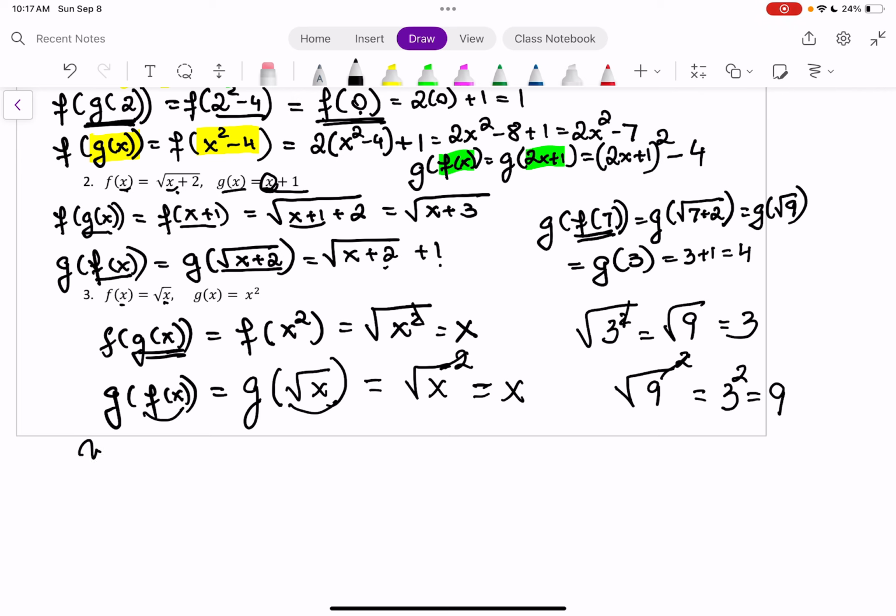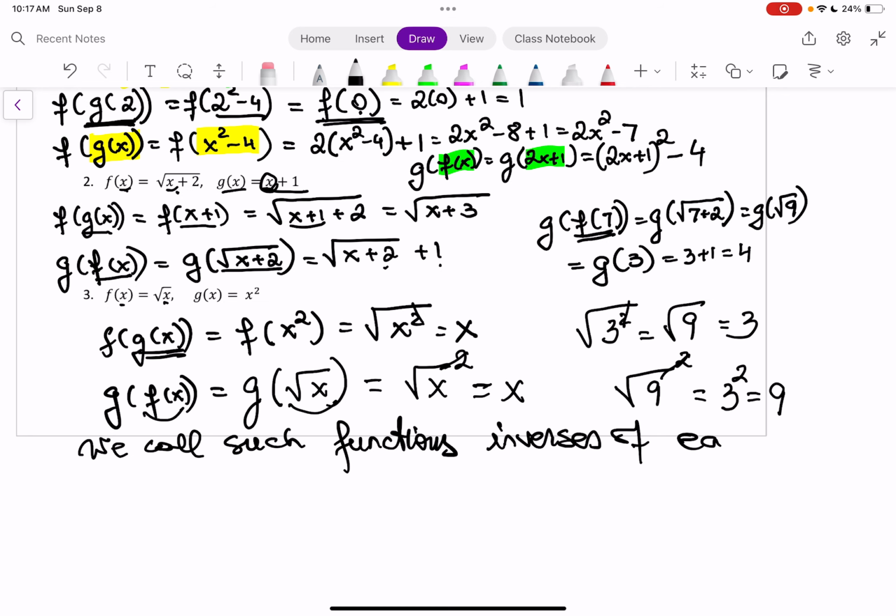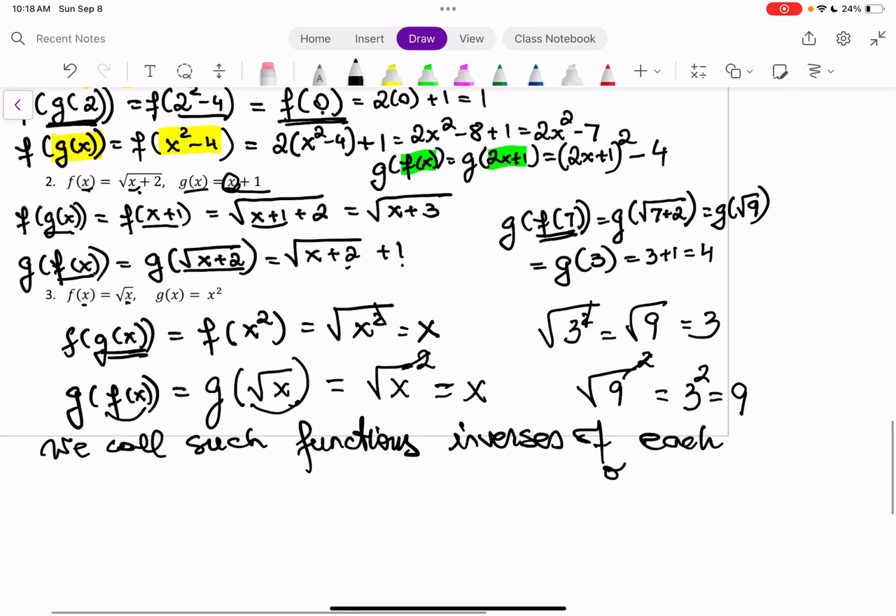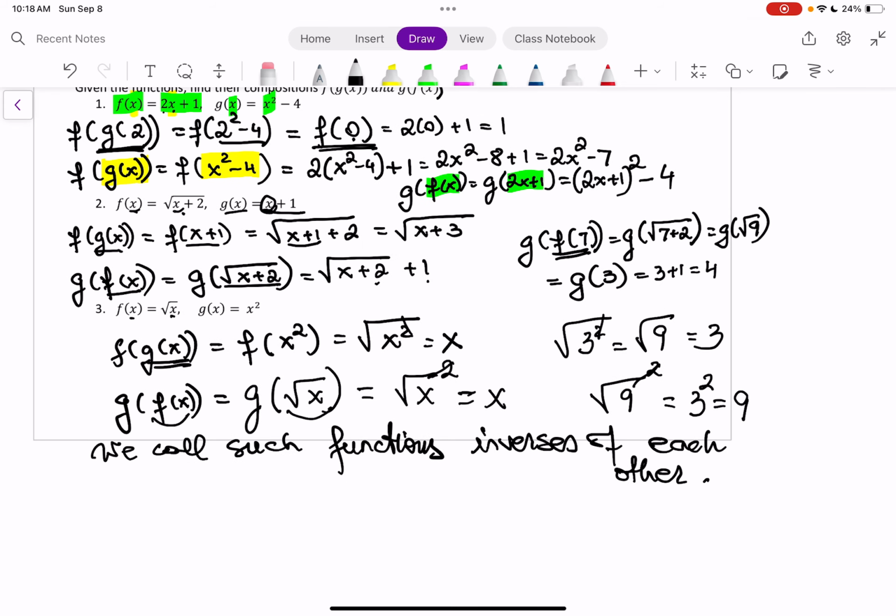We call such functions inverses of each other. Sorry about my writing with the stylus here. So, inverses of each other. We're going to have a whole section on it, but we'll gather a little bit more algebra in between. We'll talk about inverse functions at the beginning of chapter 6. So there it is, done.